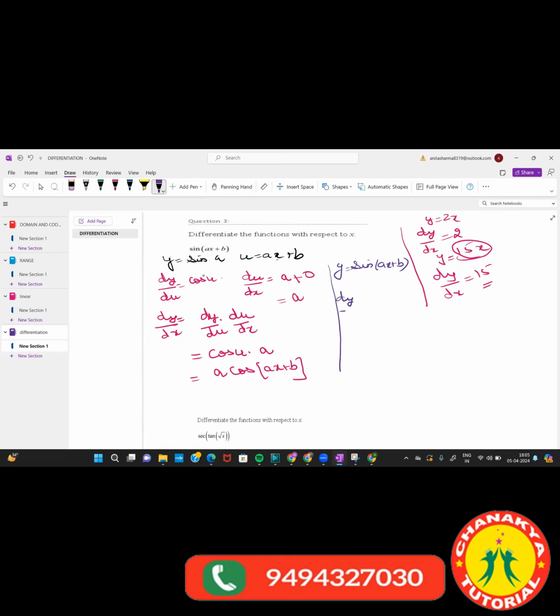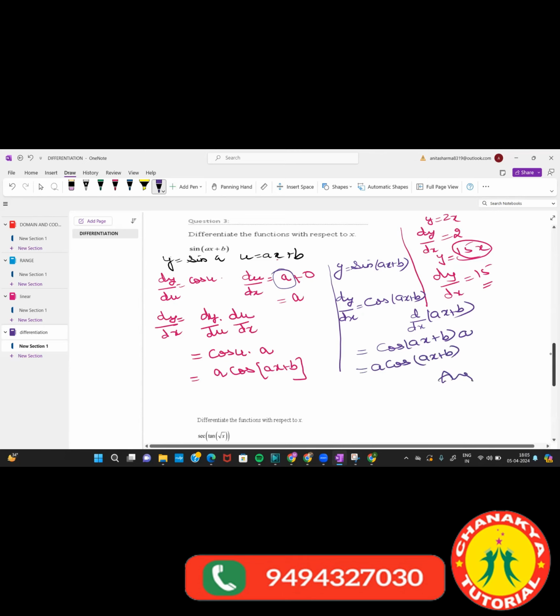Now differentiate. Differentiation of sine will be cos of ax plus b, and also we have to find the differentiation of ax plus b, right? Yes, ma'am. Because here x is not alone. Differentiation of ax plus b, as we have calculated, is a. So you will write a before cos, so it will be a cos of ax plus b. This is the answer. Understood? Yes, ma'am.